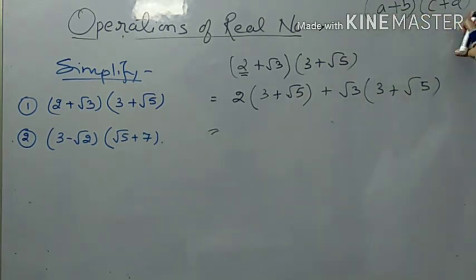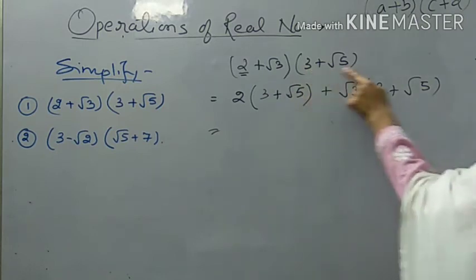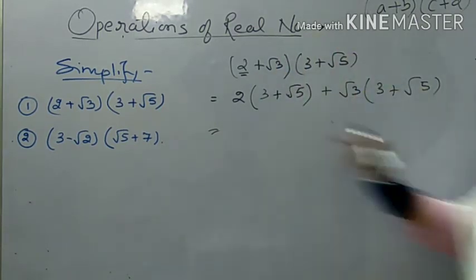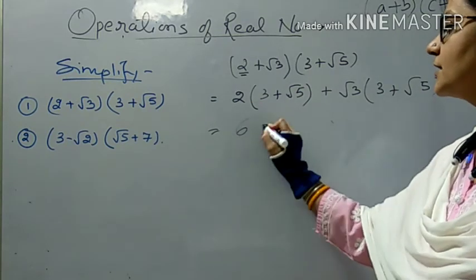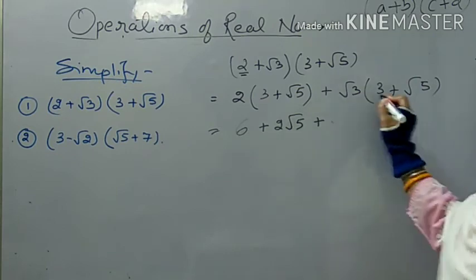So a into c plus d plus b into c plus d. The same process we have applied here. So 2 multiplied by 2 plus root 5, then plus root 3 multiplied by these two. So now what we are getting: 2 threes are 6, 2 root 5, then root 3 into 3.